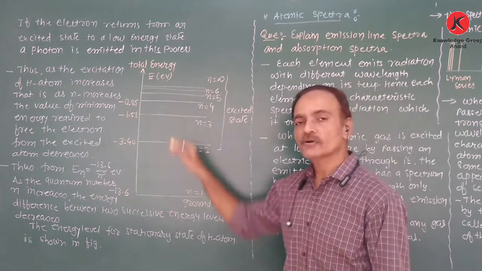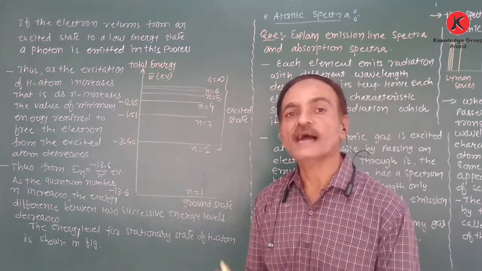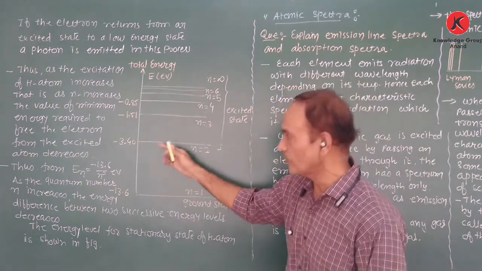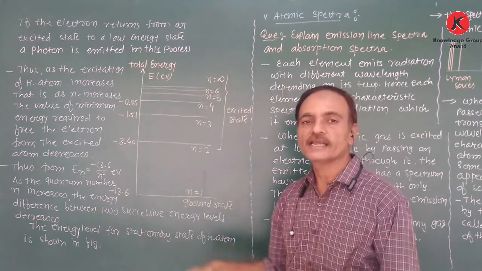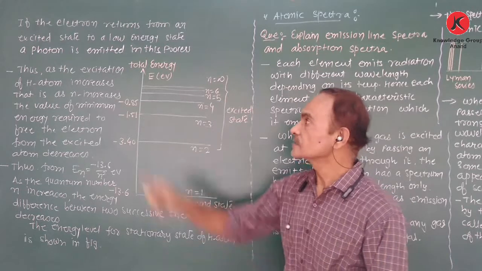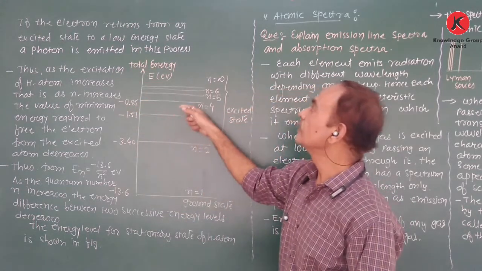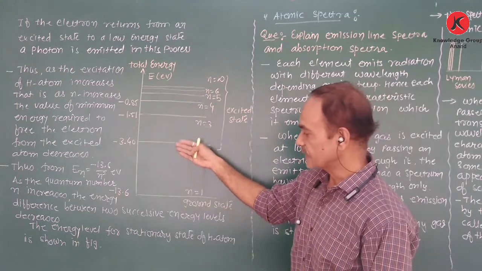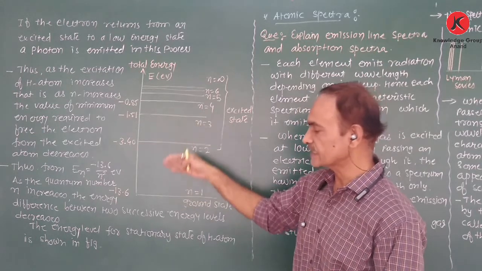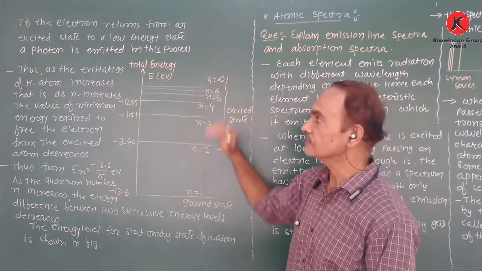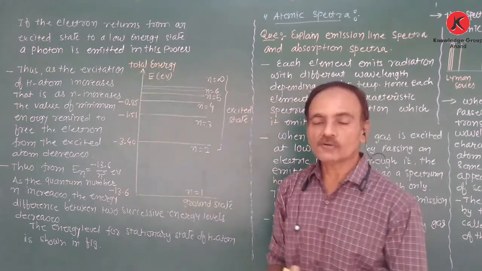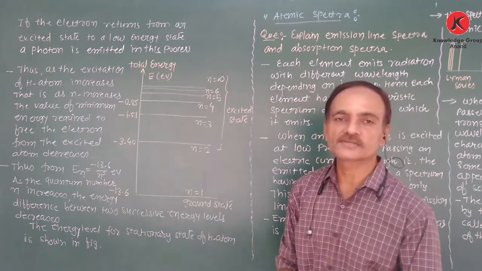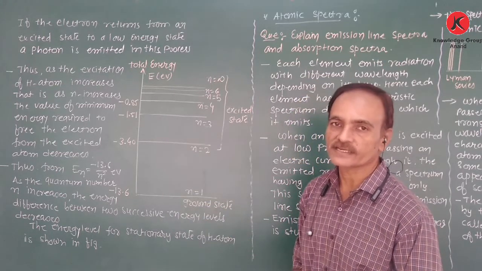Now, the electron does not remain for a long time in a higher energy state. Within 10⁻⁸ second, it makes the retransition from the higher energy level to the lower energy level or the ground state. So if the electron returns from an excited state to a lower energy state, that means from the first excited state to the ground state or the second excited state to the ground state and so on, a photon is emitted having energy equal to the energy difference between these two states.